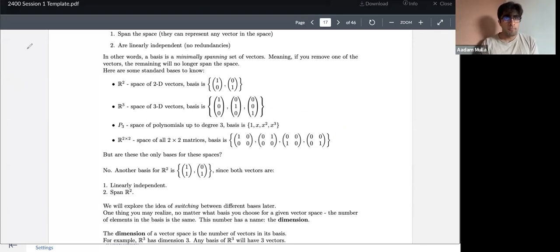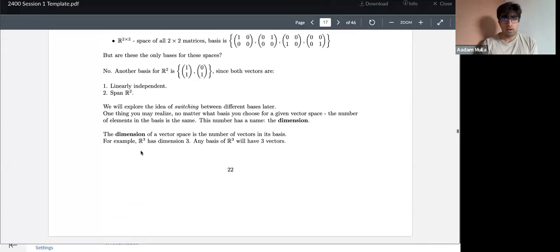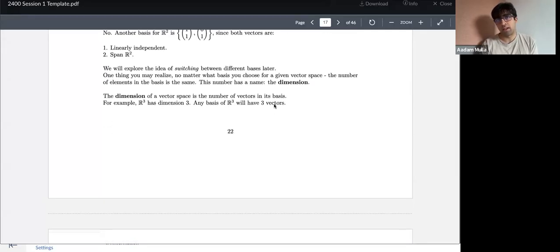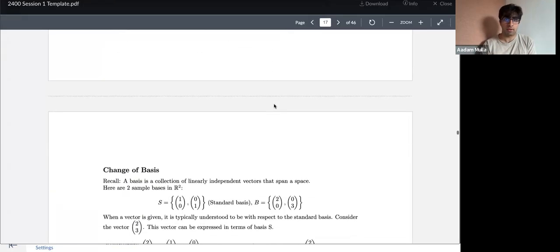Right. So any basis of R3 is going to have 3 vectors. It doesn't matter what kind of basis. There's an infinite amount of them, but they're all going to have 3 vectors.